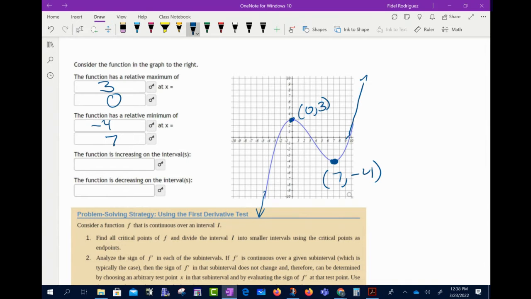Okay. Now, we're going to talk about where is the function increasing and where is the function decreasing. Y'all, when I have a problem like this, my approach is, let me draw some vertical lines. I'm going to draw a vertical line right through the max, and I'm going to draw a vertical line right through the min. Okay? Now, remember what it means for the function to be increasing. For the function to be increasing means as I move from the left to the right, the function is going up. So take a look. The function is going up, right?